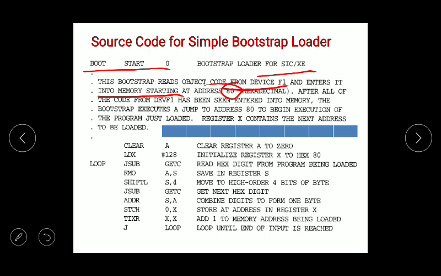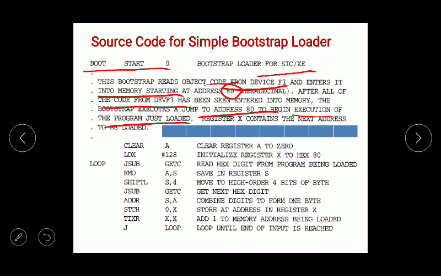Read the content from device F1 and store it into the memory starting from address 80 in hexadecimal. After reading all the contents and storing them into the memory, the Bootstrap executes a jump to address 80 to begin execution of the program just loaded. The idea is to load the program into the memory for execution: first read the contents from the input device, copy them to the memory, and then start execution.